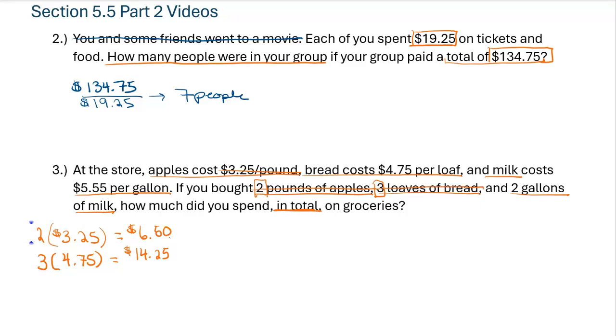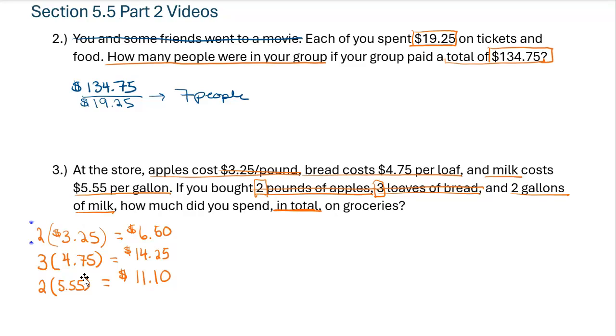So now I've moved to the gallons of milk. So 2 gallons of milk times the cost of a gallon of milk, which is $5.55. I add my dollar sign, and then I run my calculation, and my calculator shows this, but remember that money is always rounded to the hundredth, so you need to add that 0.